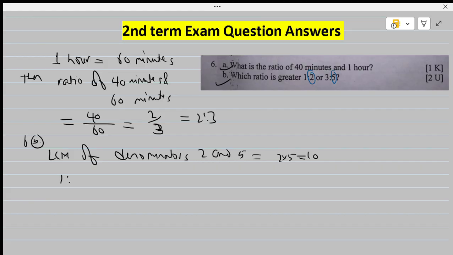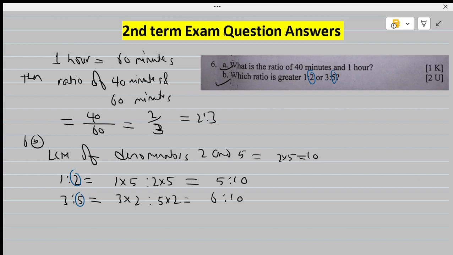So for 1 is to 2, to make the denominator 10 we have to multiply by 5. We will not multiply just one value, we have to multiply both. So we multiply both 1 and 2 by 5 each, and we get 5 is to 10. In our second ratio, 3 is to 5, we also have to make the denominator 10. We have 5, so if we multiply by 2 we get 10. So let's multiply both values by 2, and we get 6 is to 10, and I can compare.